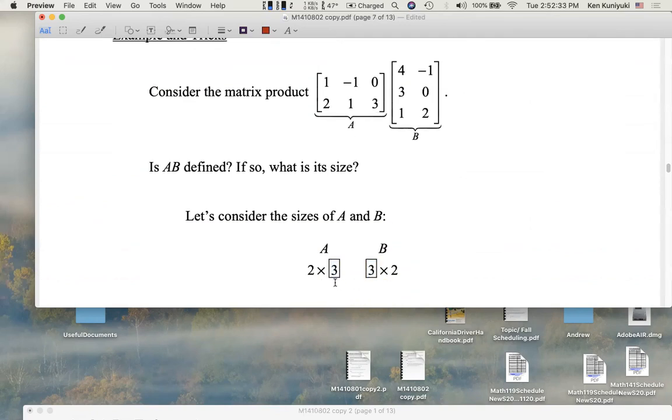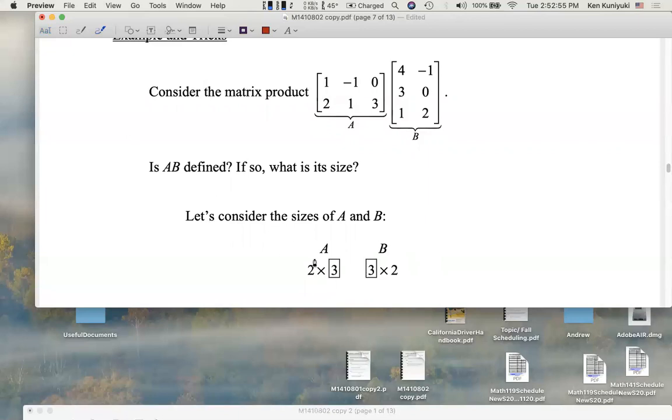But just observe and ask yourself, are these two numbers here in the middle equal to each other? If so, the matrix product is defined. And given that this matrix product is defined and AB is defined, what is the size of AB? What is the size of that matrix product? Well, take a guess.